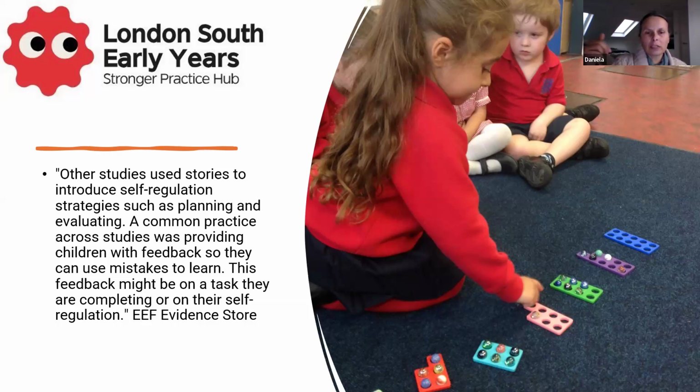So if I get into that situation again, these are the things I'm going to do to support myself. A common practice across the studies was providing children with feedback so that they could use mistakes to learn. I prefer to use opportunities to learn and avoid the word mistake. This is obviously for adults to reflect on their own practice, but do remember to be quite mindful of the language that you're using in practice with the children, because you want them to feel really confident.